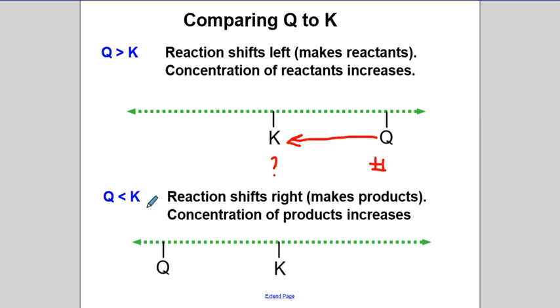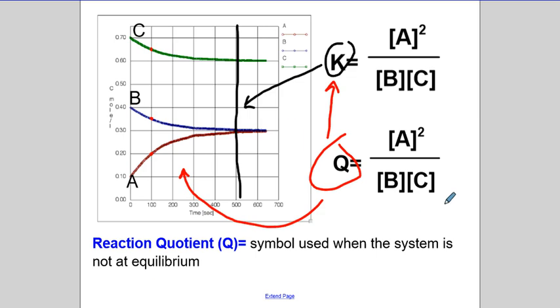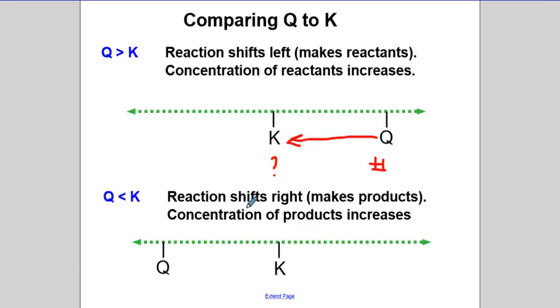So Q is less than K. That means as a fraction, this fraction is smaller than this fraction, which means that our numerator compared to the denominator is smaller than our numerator compared to the denominator here. So that means we need to shift right. We need to make more products.